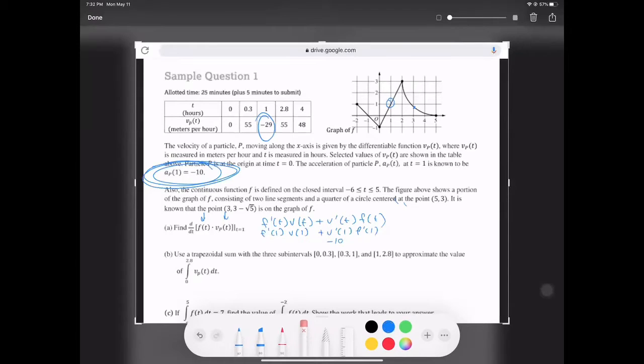Sorry, I made a mistake right here. Copying it wrong. We know that v prime is the derivative here, which is the slope, rise over run, which is up 2 over 1. So it's a line. That's going to be 2. V at 1, looking back here, V at 1 was -29. And F at 1 is 1.